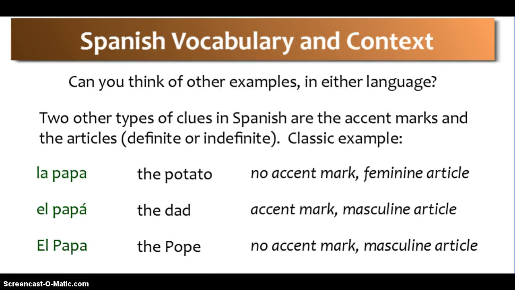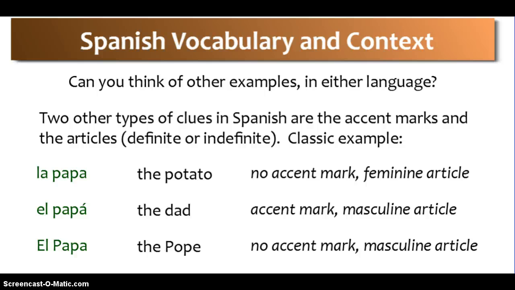Can you think of any other examples in either language or any other language you might be familiar with? We've talked about a specific one in class. It's a classic one of when the accent mark and the articles used change both the meaning and, in some cases, the pronunciation of the word.